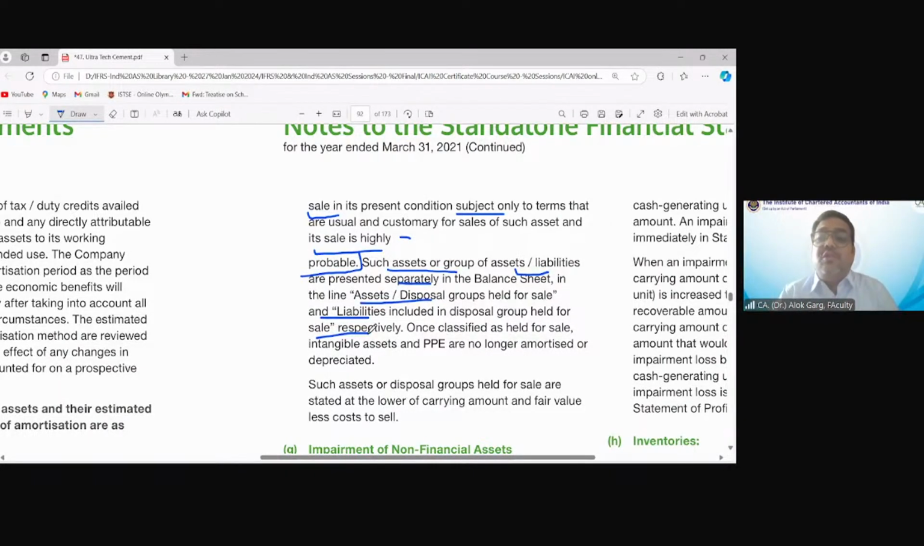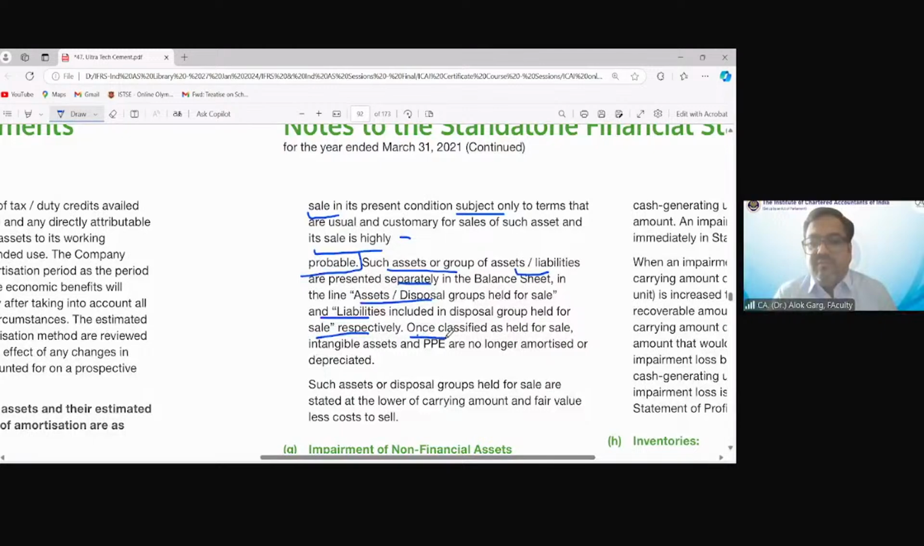But if it is a disposal group held for sale, I told you, it will include a combination of current assets and non-current assets and liabilities as well, right? The disposal group may have liabilities, okay? So when there is a liability, it has to be shown as a liability relating to the disposal group held for sale, and those liabilities will come under the liability section, right?